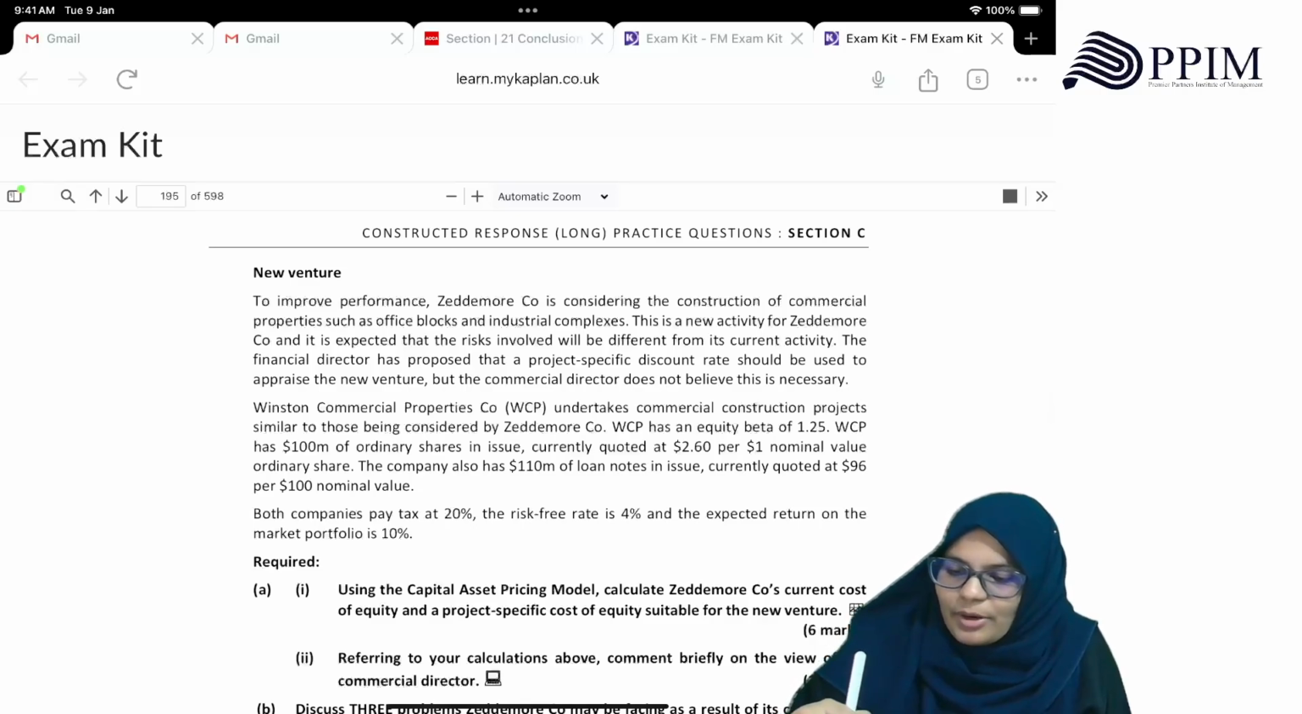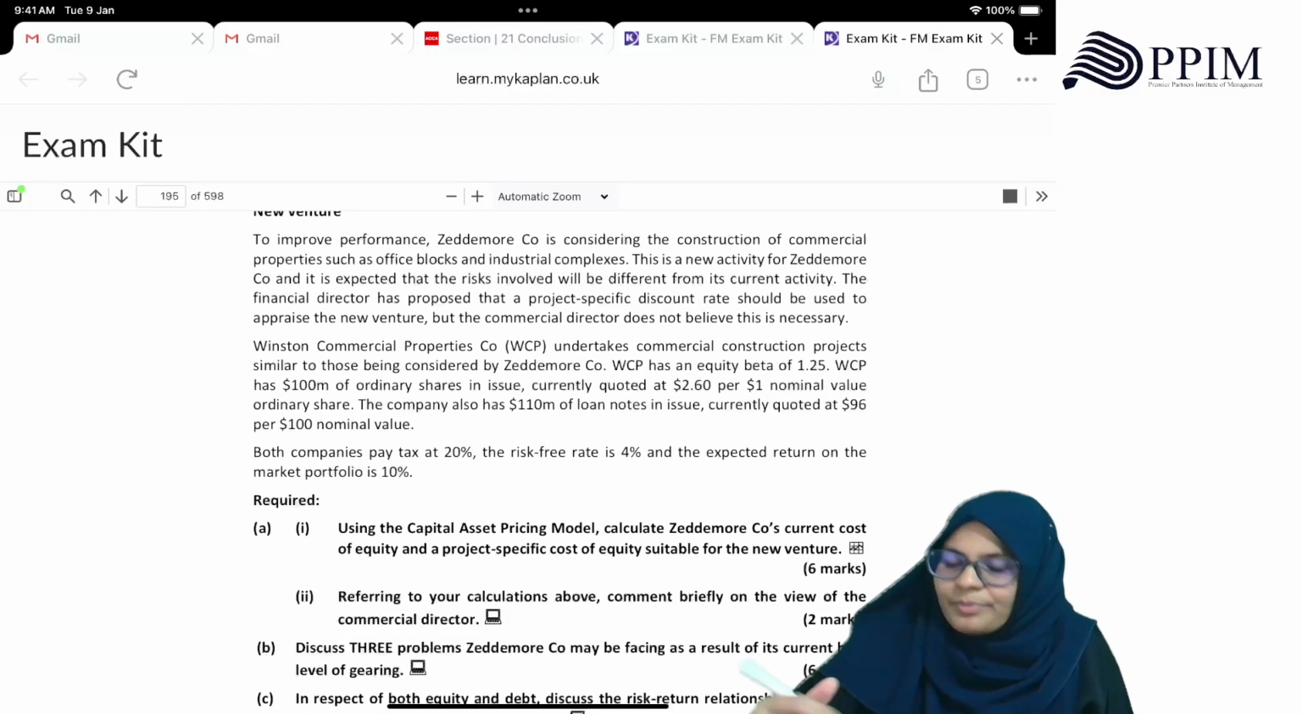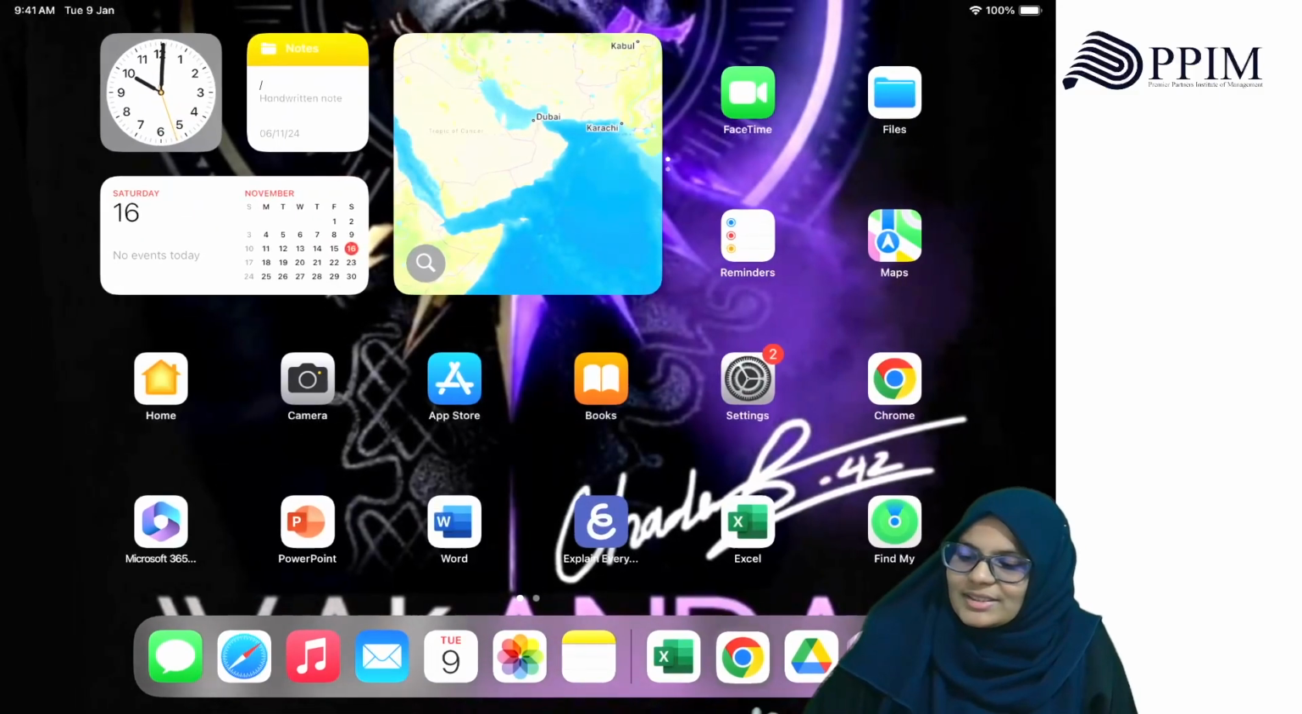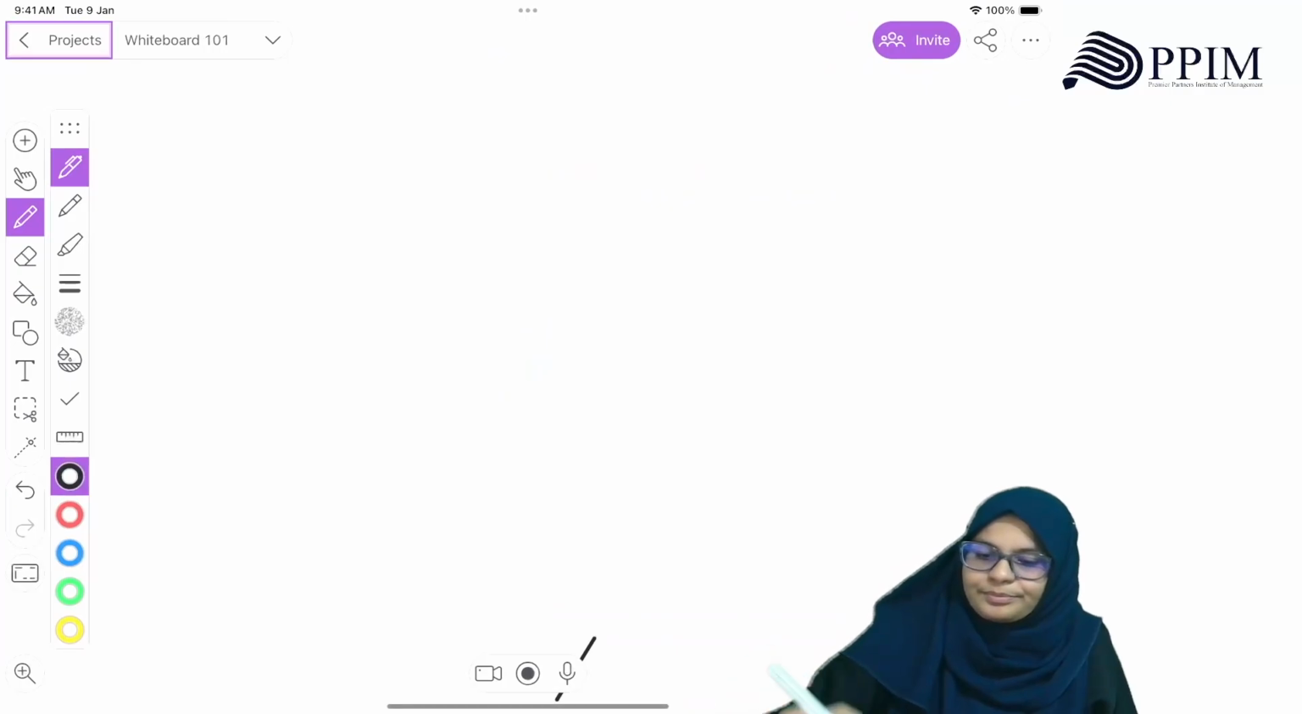Okay. Now they're talking about another company. Winston Commercial Properties undertakes commercial construction projects similar to those being constructed by ZMO company. That company has an equity beta of 1.25. They have 100 million ordinary shares in issue, quoted at 2.6 per $1 nominal value ordinary share. They also have 110 million of loan notes, quoted at 96 per $100 nominal value, and both companies pay tax at 20%.